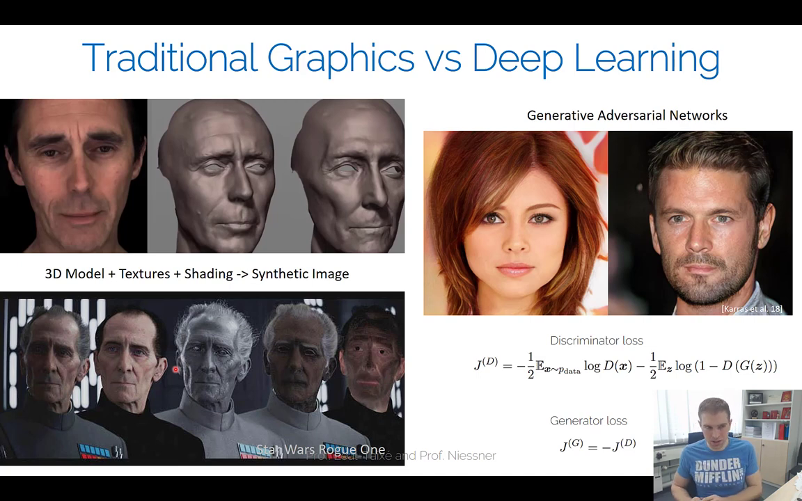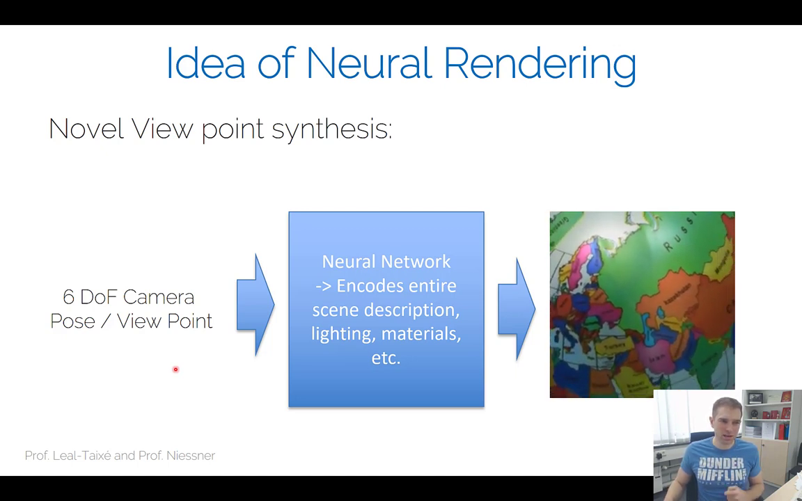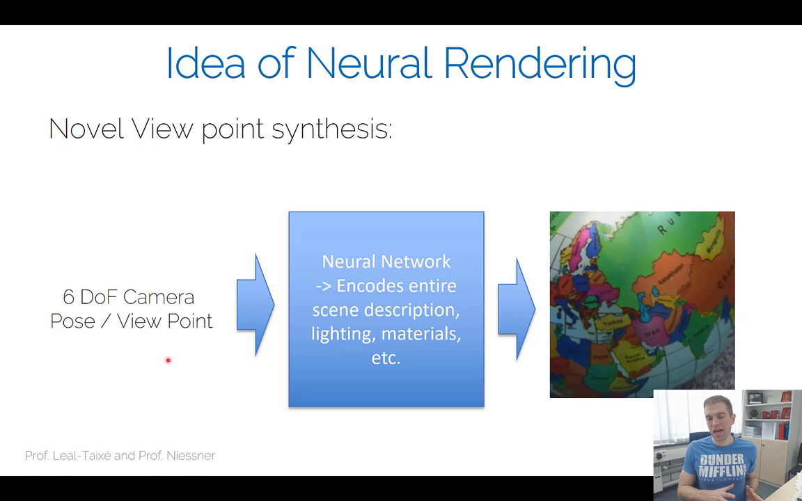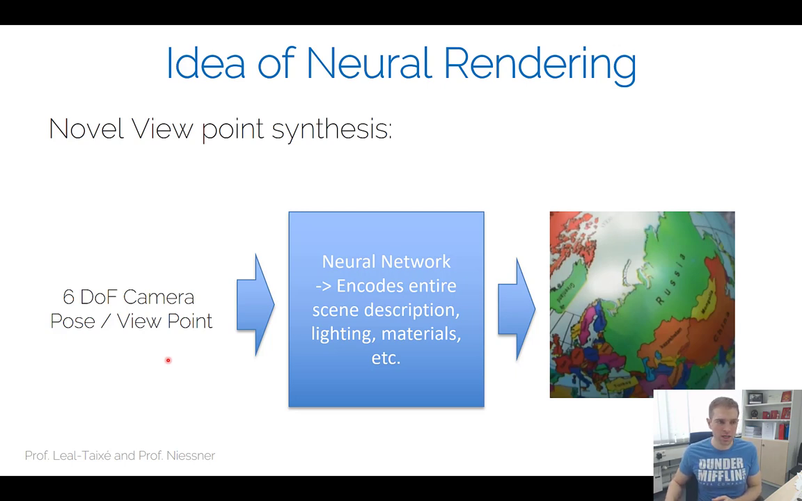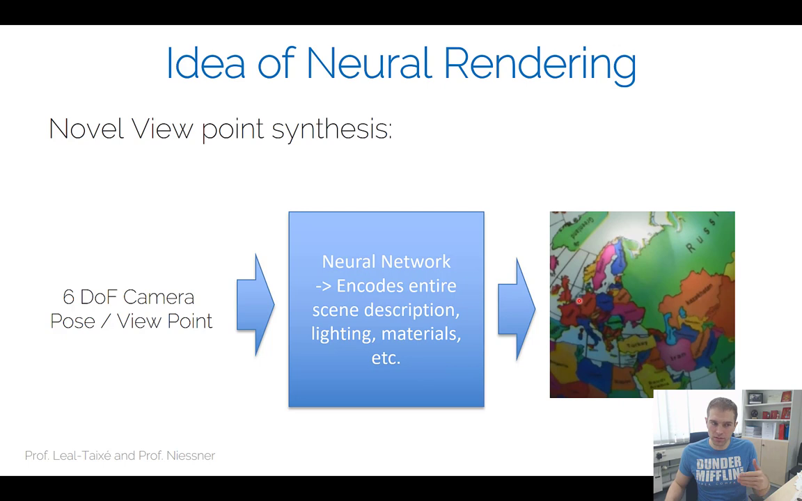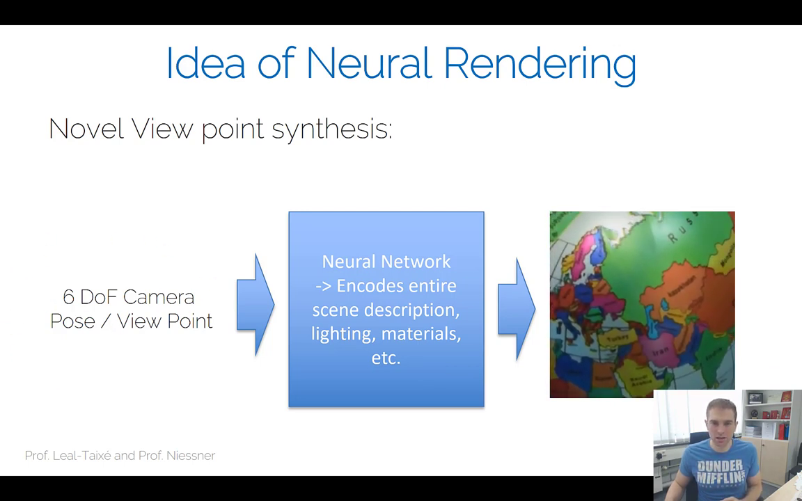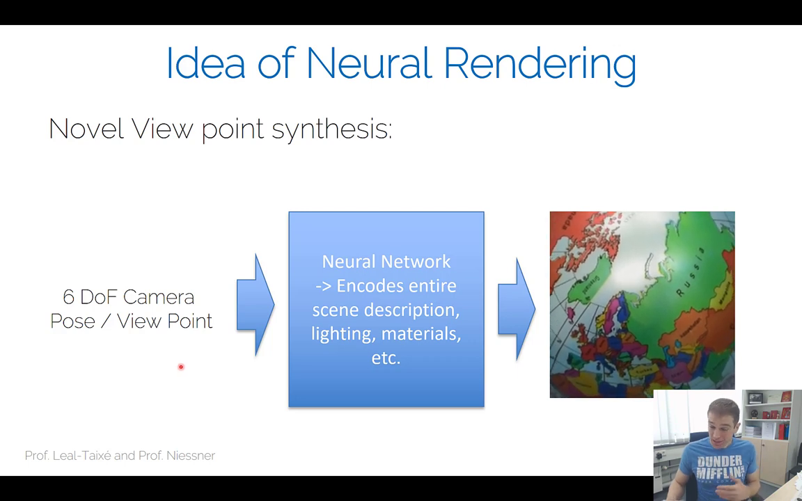The idea of neural rendering is essentially, and this is a very broad definition, and you will see people interpret it a bit differently. One thing you could say about neural rendering is that you want to do something like novel viewpoint synthesis. Instead of having this explicit 3D content that I've just explained, you could train a conditional generative network that takes as input a camera position. Implicitly, the neural network encodes the entirety of the scene description, like the lighting, materials, shading, and all of this information, in a black box neural network. Then as output, you get the novel views, and all you have to do is change the 6 degrees of freedom of the camera. This is the idea of neural rendering.